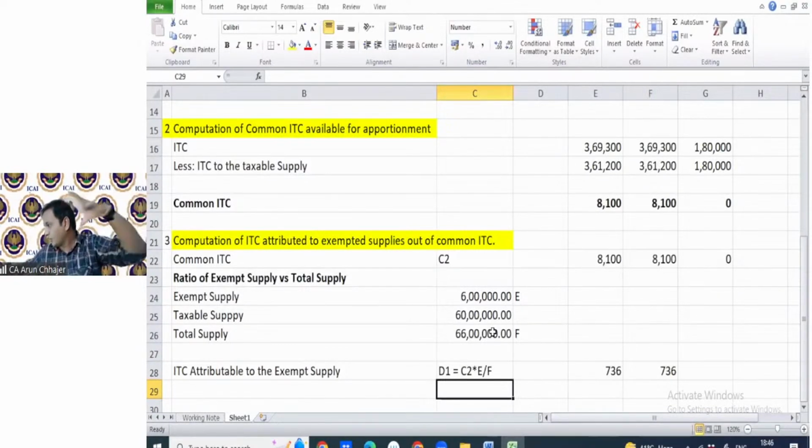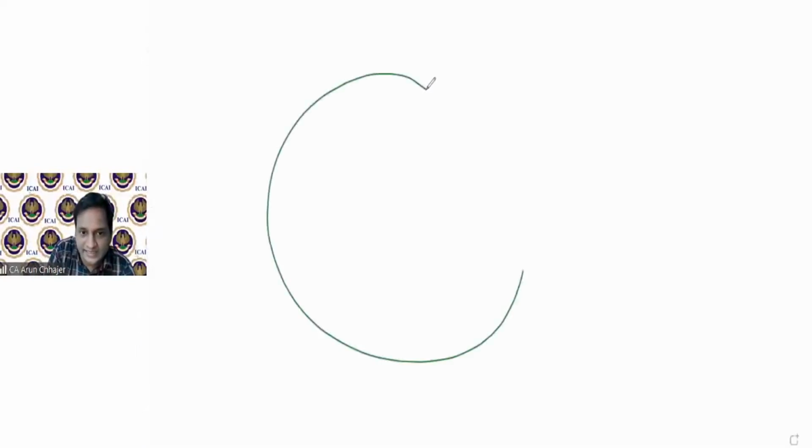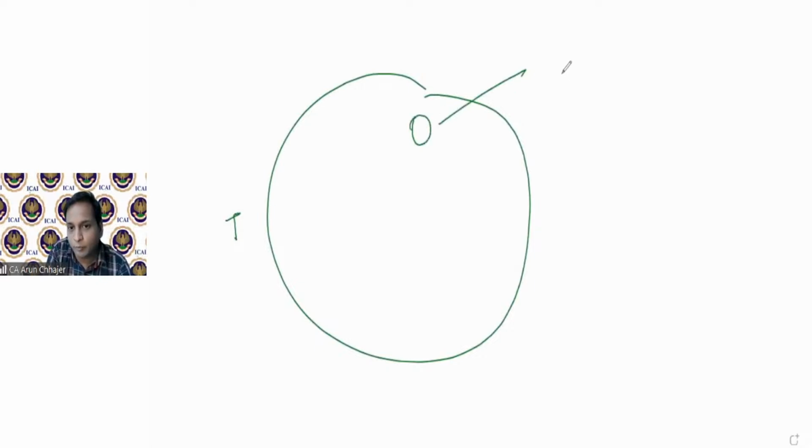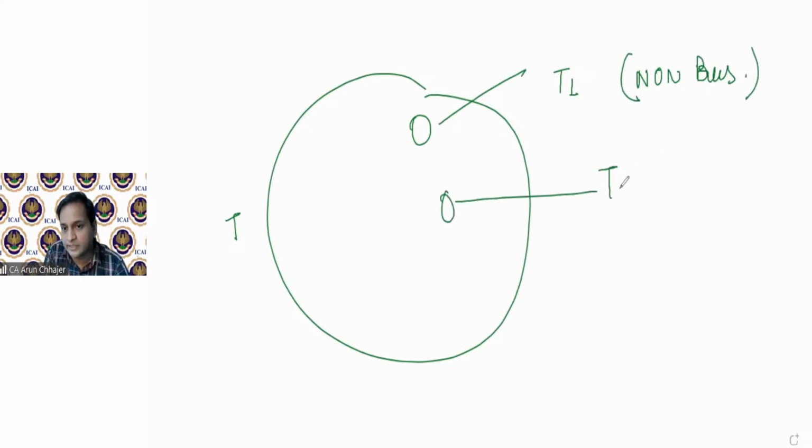See, what is the common ITC concept, Namrata? I have to calculate the total ITC of my business, and as per Rule 42, I am giving the name as T. So the total ITC is T. Out of that, a certain component would be called T1, ITC which is exclusively linked to the non-business purpose. T2 is ITC which is exclusively linked to the exempt supply.